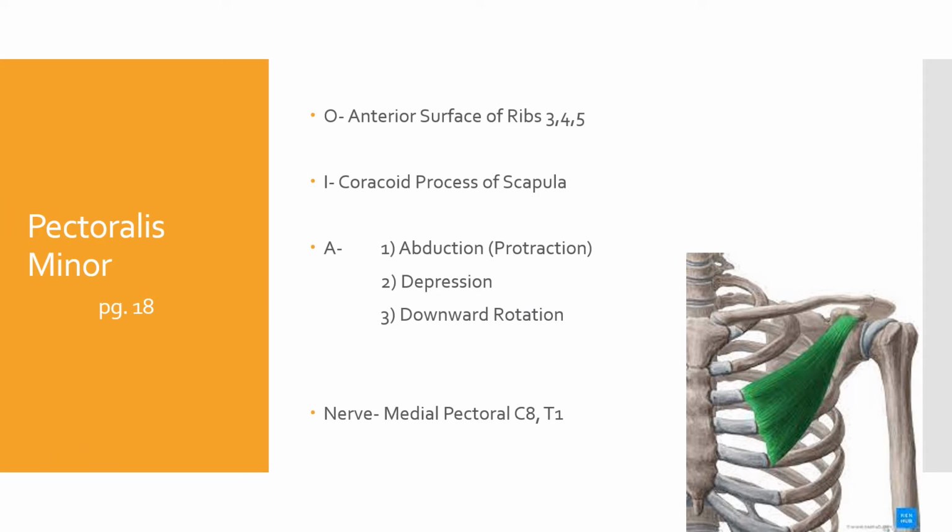Pectoralis minor origin, anterior surface of ribs 3, 4, and 5. Insertion, coracoid process of scapula. Three actions include abduction or protraction, depression and downward rotation.